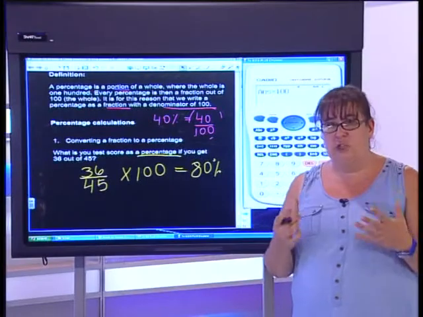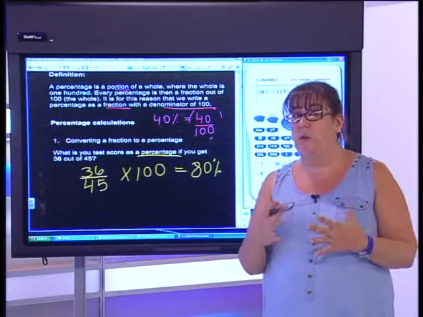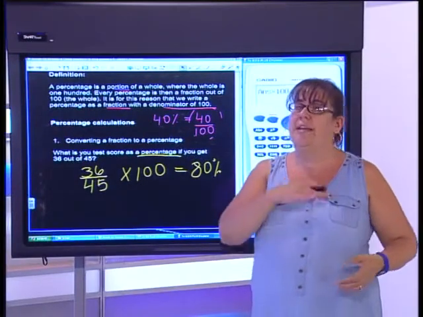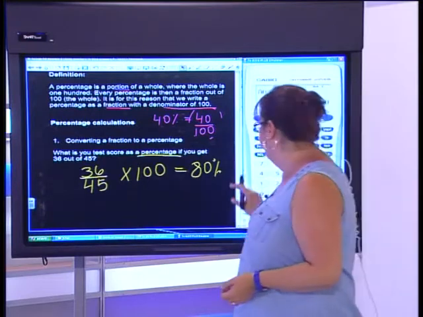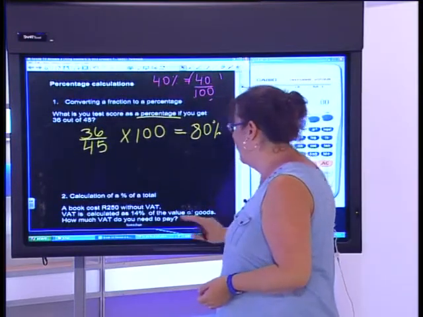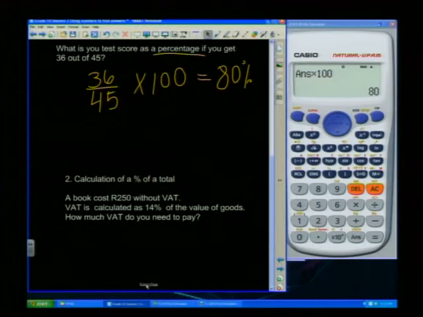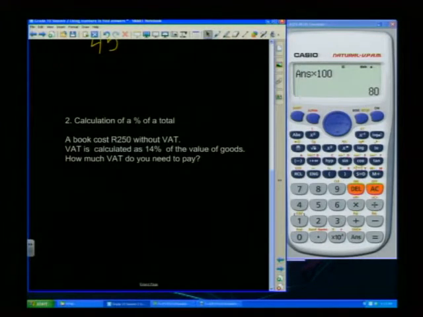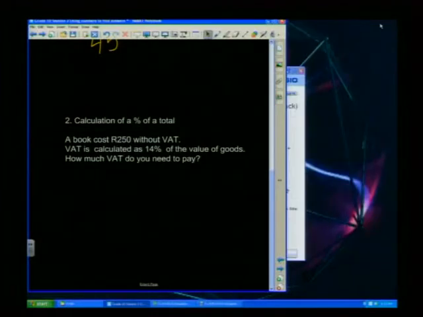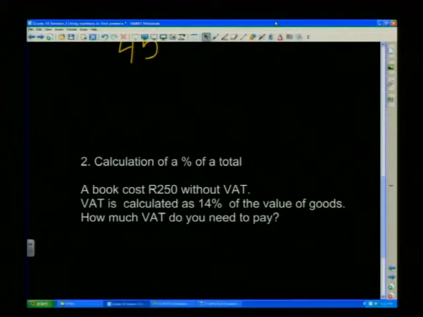So make sure that you're using the same calculator all the time, then you get used to your calculator and you know how it works. Right, what's the next part of our question? Second part of our question, let's just get a little bit more space here, is, okay, let's move the calculator down. Okay, let's see what we've got here.